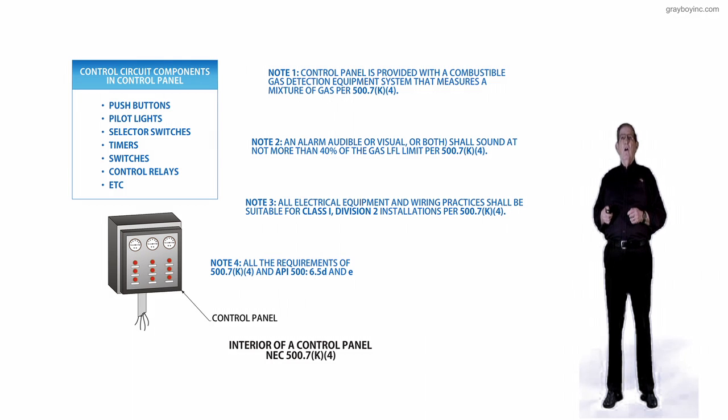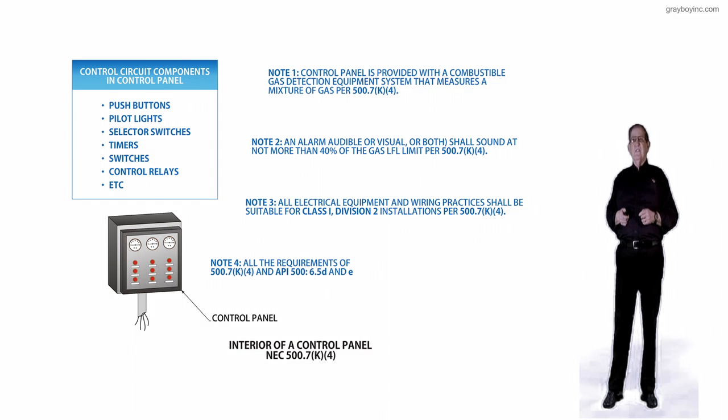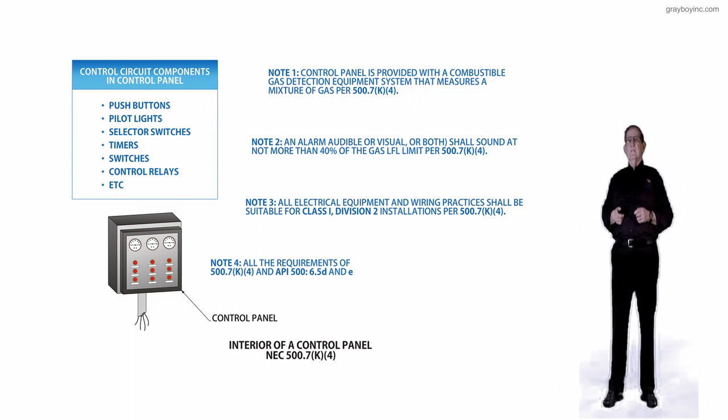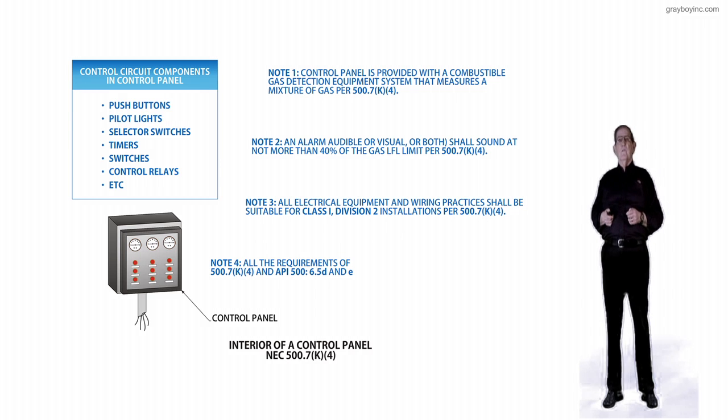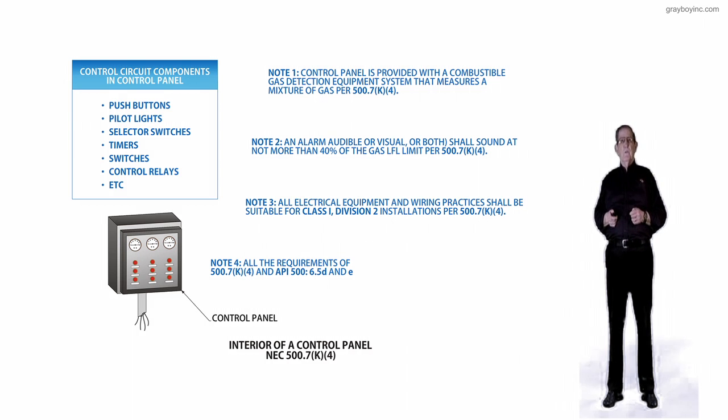Now, Note 3, all electrical equipment and wiring practices shall be suitable for Class 1 Division 2 installations per 500.7(K)(4). Naturally that's where you're in that Class 1 Division 2 area, so that's a big permissive rule. Note 4, all the requirements of 500.7(K)(4) as well. Now, if you're in a production, refinery, pipeline, or whatever, we would use the API 500, and then the section would be 6.5, little d as in dog, and little e as in Ed.